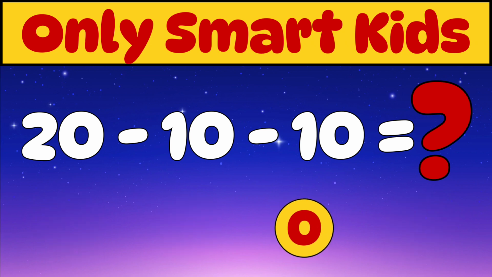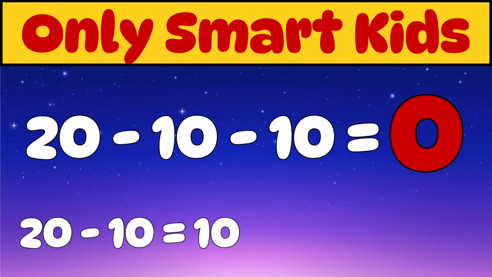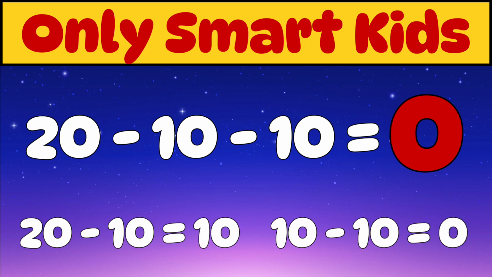The correct answer is 0. Let's solve it step by step. 20 minus 10 equals to 10. 10 minus 10 equals to 0. Great job if you guessed the right answer.